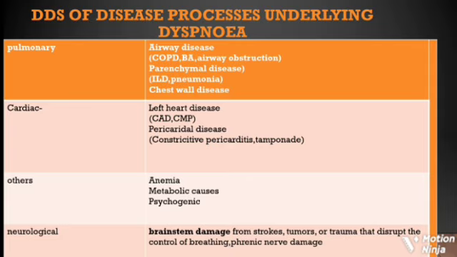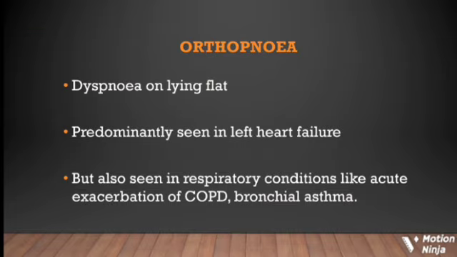Among the cardiovascular causes, it is predominantly the left heart involvement that produces dyspnea, either due to coronary artery disease, a myocardial disease, valvular heart disease, or pericardial disease. The left heart involvement predominantly produces dyspnea. Now, other conditions which produce dyspnea include anemia, metabolic causes, neurological causes, because it is the brainstem that contains the centers that control the respiration. So brainstem involvement can also produce dyspnea.